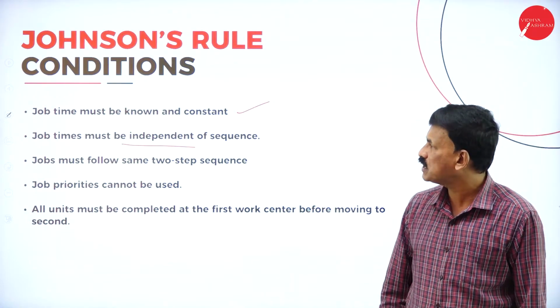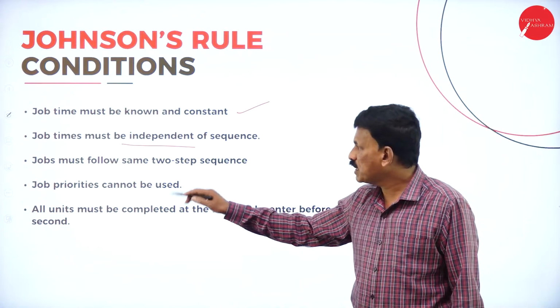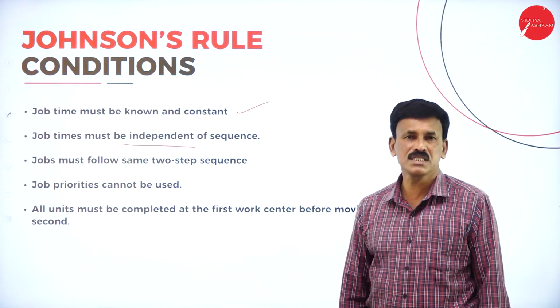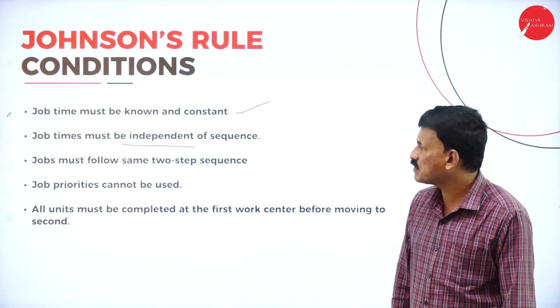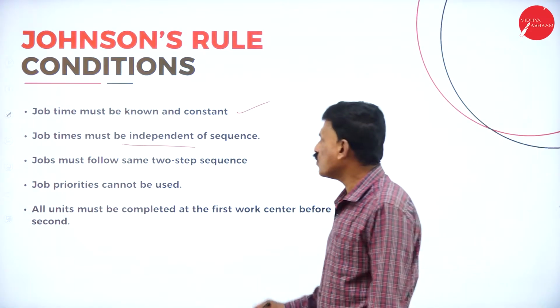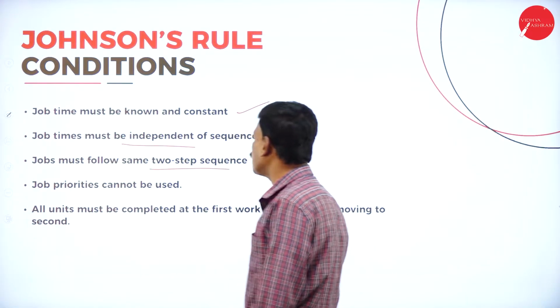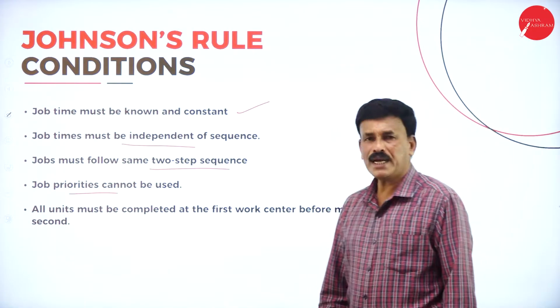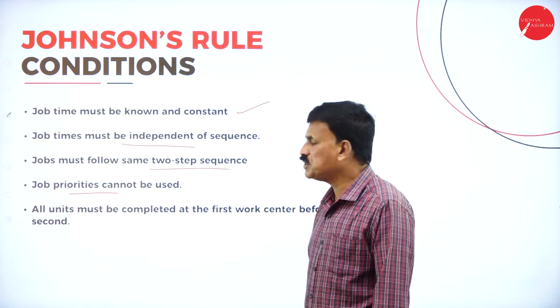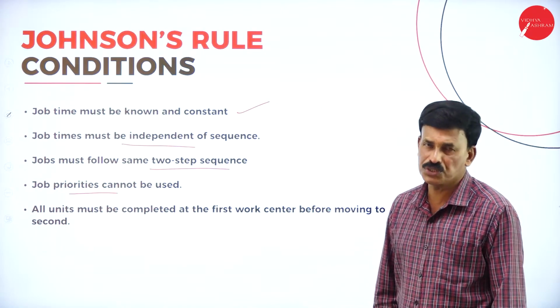First of all, it must be a constant or known. The job time must be independent of the sequence. It does not depend upon any other condition. And the jobs must follow the same two-step sequence. And the priorities cannot be used. Job priorities cannot be used here.